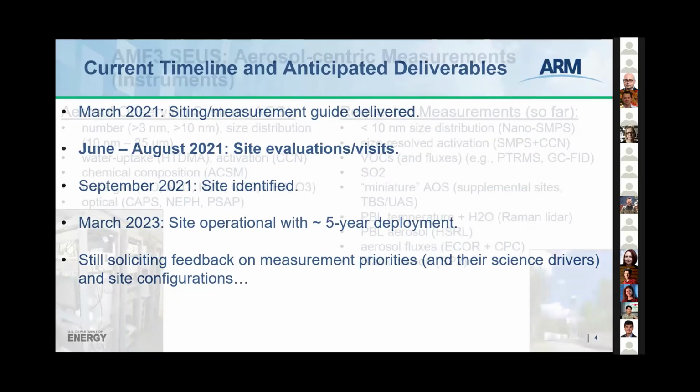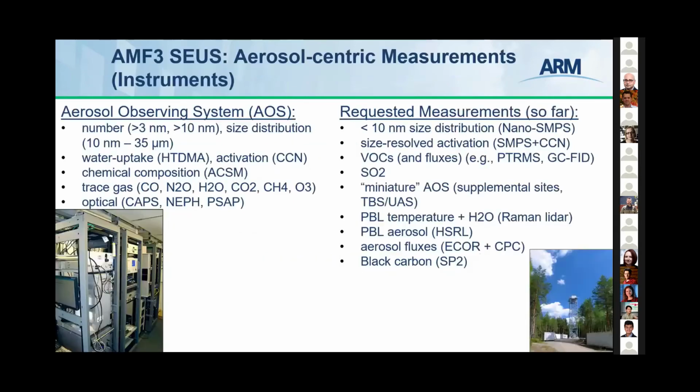So just to give you a little bit of sense of what our baseline instruments and requested measurements are so far for this AMF3 deployment. On the left are the planned baseline long-term continuous measurements from the aerosol observing system. So having long-term measurements of aerosol number, size distribution, water uptake and activation, chemical composition, trace gas, and then optical properties. We also have a number of requested measurements that we made so far, right?